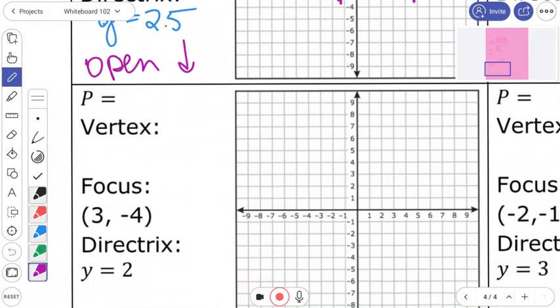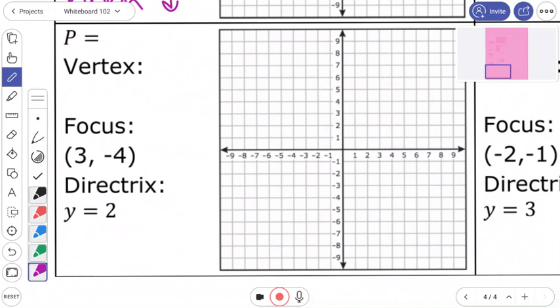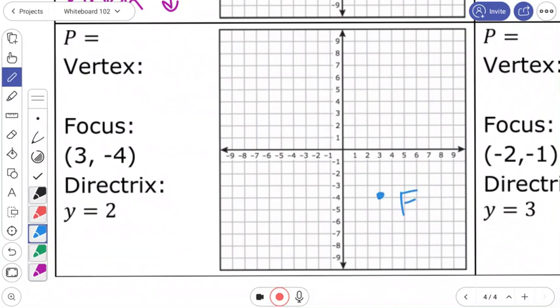All right, let's look at our last example. This time we're given our focus, which is located at positive 3, negative 4. So we're going to go to the right 3 and down 4. That's our focus. We'll label it with an F. And our directrix is located at y equals positive 2. So I'm going to cut through my y-axis at positive 2. No matter where I am on that line, the y value is equal to 2. So this time we don't have the vertex. We have to figure out where that's supposed to be.